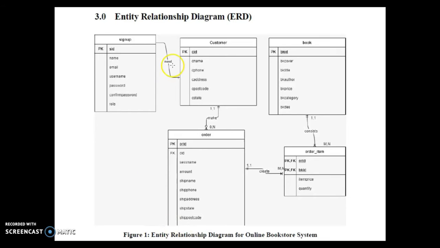This is our entity relationship diagram or ERD for the online bookstore system. So the customer needs to sign up for access to our online bookstore system. So the customer makes an order and creates order items, which consist of the books.